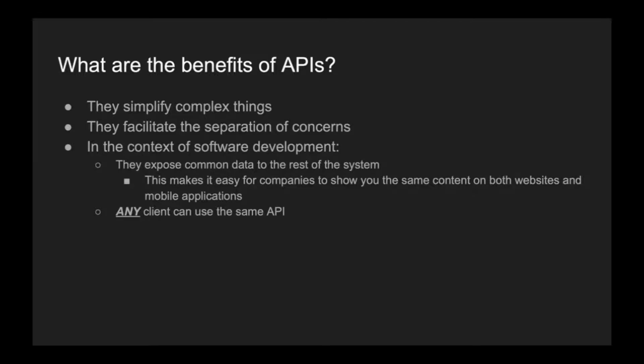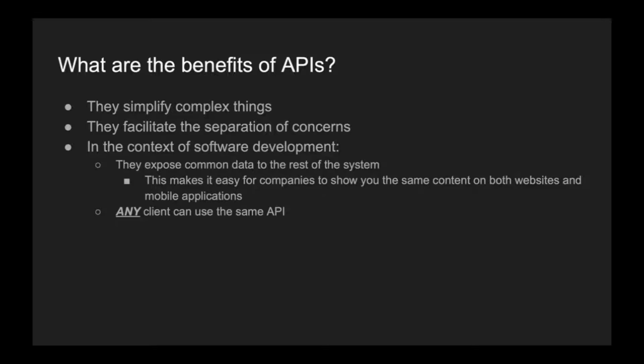So in the context of software development, a really big and important aspect of APIs in big companies or enterprise solutions is that they expose common data to the rest of the system. I'm sure we've all been on some social media app that has a website and also a mobile device version, like Facebook or Instagram. But there's also Blackboard. Blackboard has a website and then there's also a mobile app.